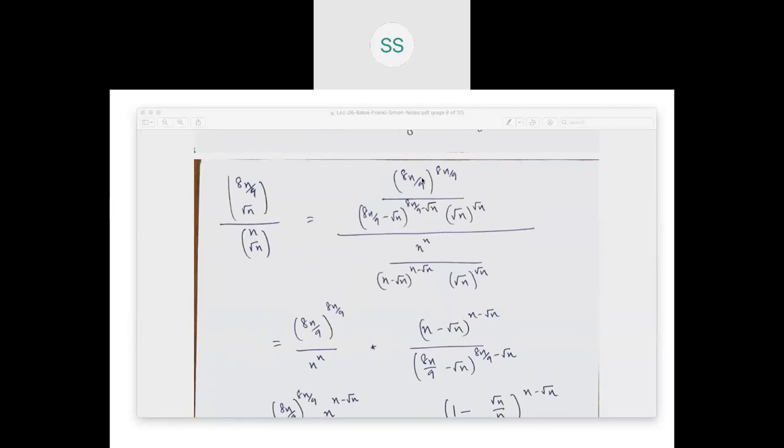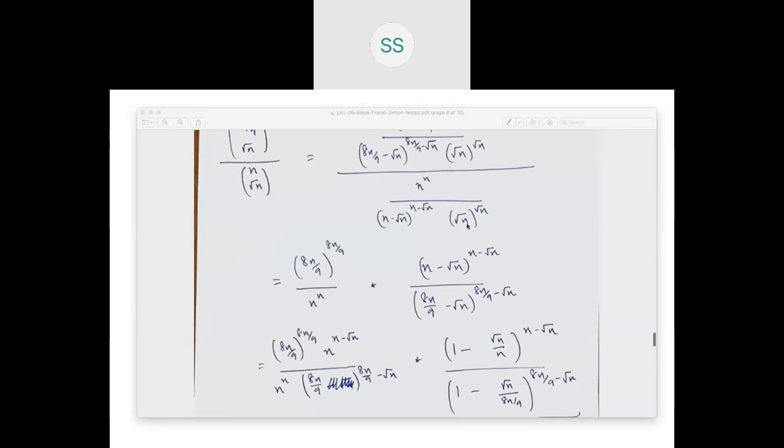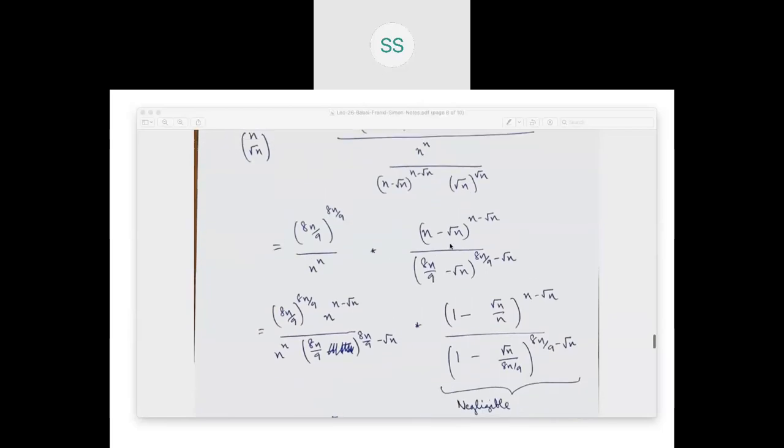Now let us first cancel the square root n choose square root n. We do that. Then we have just 4 terms. So I write it like this. It's exactly the same thing. I've not done anything else except for cancelling this. Now I take out n power n minus square root n from the numerator and write it here. And 8n by 9 power 8n by 9 minus square root n from the denominator, and I write it here.